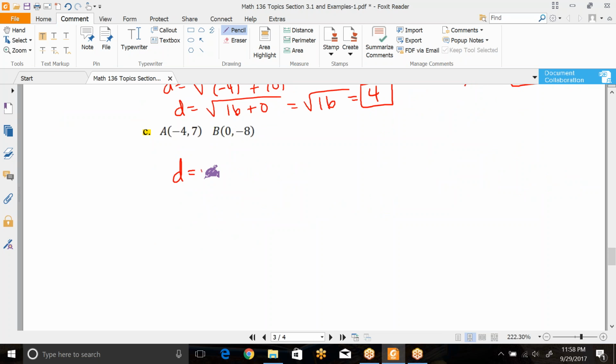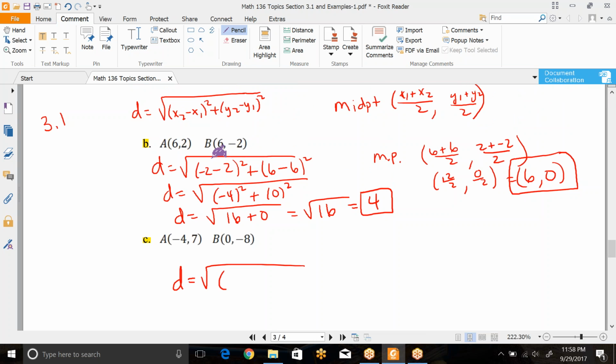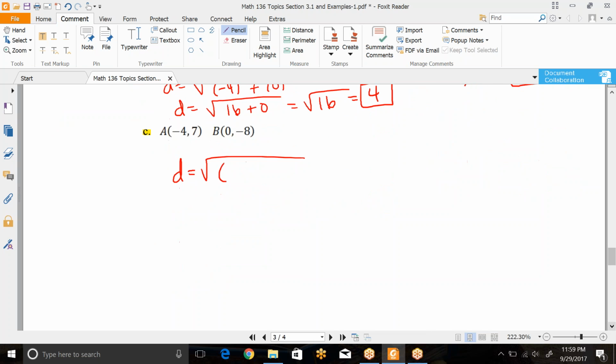Same thing for these 2 points. The distance formula would work out too. And I think I did the y's first up there, but that doesn't matter. Sorry, I did do y's first up in this one. The formula doesn't matter if the y's or the x's come first. It's just like a squared plus b squared is the same thing as b squared plus a squared in the Pythagorean theorem. So this time I'll try to do it the right order way so you can follow along. So we're doing the x's first. So 0 minus -4 squared plus -8 minus 7 squared.